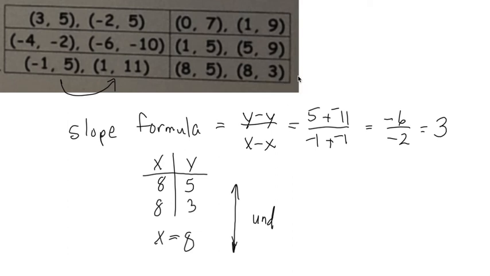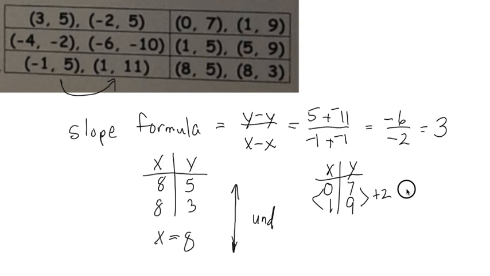So let's do a different one. Let's do this one right up here. So here's our little table. We have our x input, our y outputs. So I have 0, 7 for my first ordered pair, and I have 1, 9 for my second ordered pair. Now just find the pattern. So I'm going from 7 to 9, so that's +2. I'm going from 0 to 1, so that's +1.